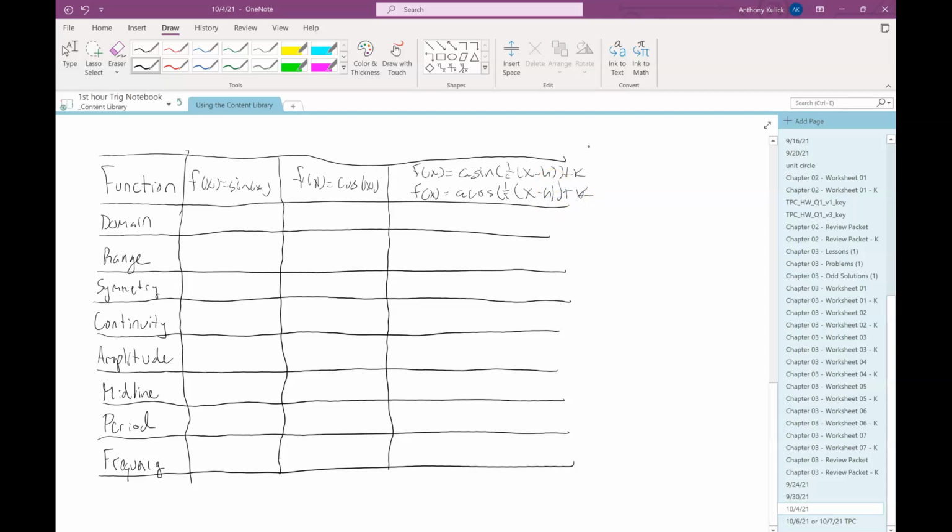Okay, so I'm going to pause here a little bit and let everybody that's following along get caught up. So I have 4 columns here. The first column is just all titles. The second column is f of x equals sine. The next one is f of x equals cosine. And the third one, I just have the general transformation of a sine or a cosine function, so a sine of 1 over c times the quantity x minus h, plus k. And then the same thing there with cosine instead of sine.